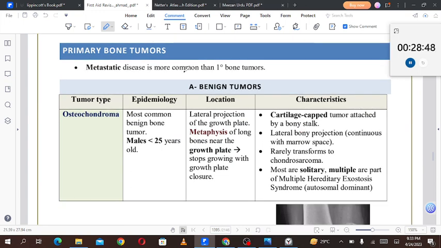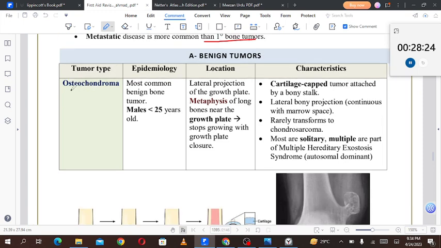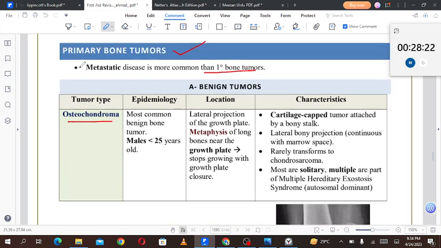Now we're talking about bone tumors. Metastatic disease is more common than primary bone tumor. It is true of most tissues of the body that metastasis to the bones, the liver, and any other organ is more common than the primary tumor of that particular location, which in our case right now is the bones. Metastasis is always most common, but we're not discussing it right now, so we'll go to the primary tumors. First we will talk about osteochondroma.